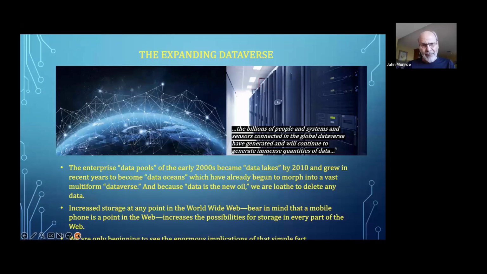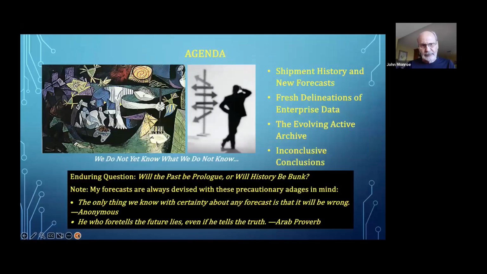Next slide, please. Well, the agenda is I'm going to give you some shipment history and new forecast, go to fresh delineations of enterprise data, look at the evolving active archive, and come to some usual inconclusive conclusions.